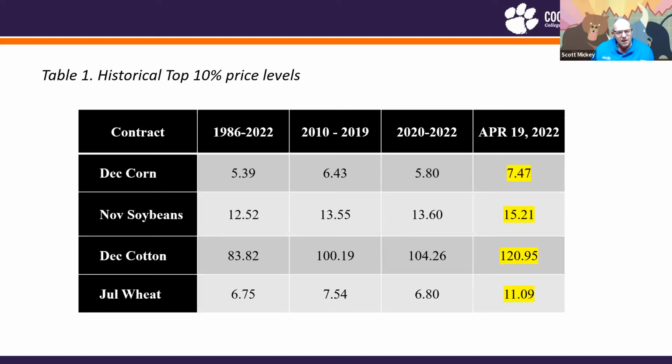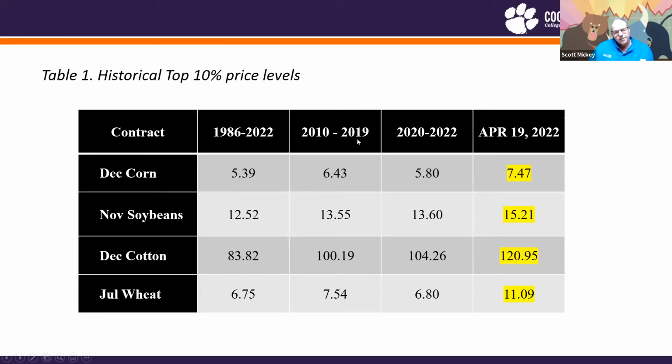If you jump over to this last column, you can see that yesterday's close was $7.47. I'm not saying prices won't go higher. Someday they will go lower, but we have a chance to be in the top 10% of corn prices for a long time by selling some corn at today's market prices. So as a producer, you should be looking at some pricing opportunities right now.